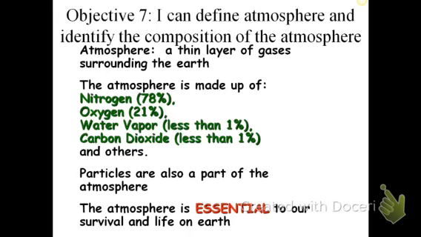And the atmosphere is essential to the survival of life on Earth. Without it, temperatures would drastically change between night and day. The atmosphere helps keep the warmth in on our Earth. It helps to protect us from radiation from the sun. It is super important.